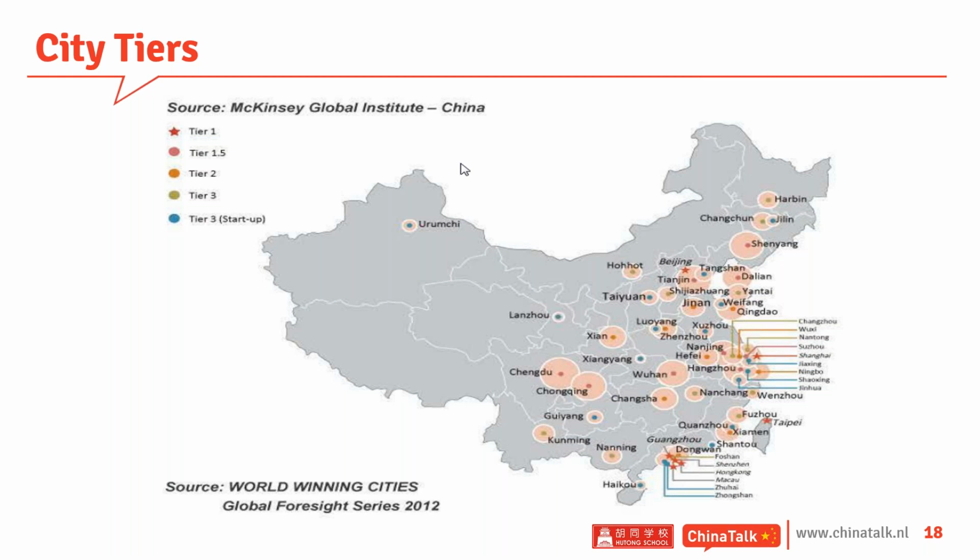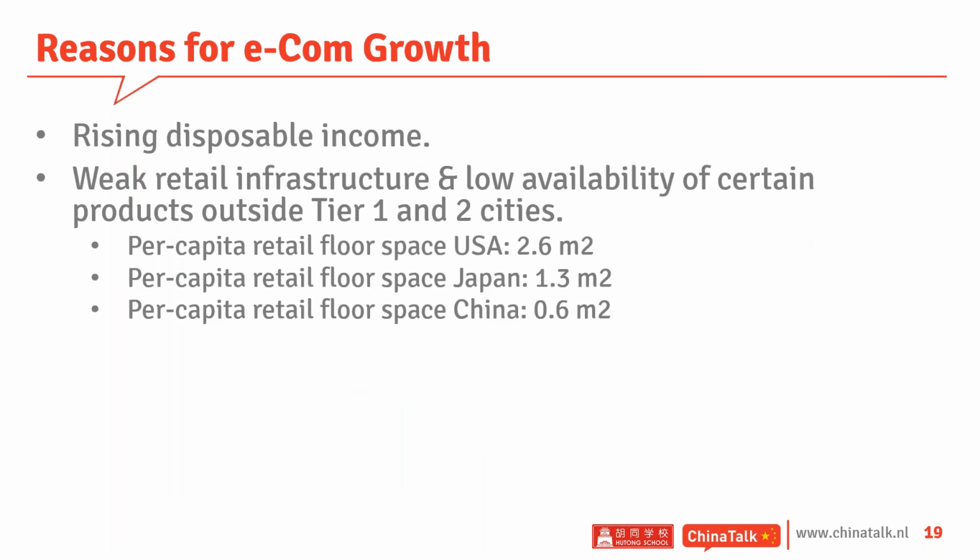Now, what is so important about these city tiers in understanding the rise of e-commerce in China is that outside the first and second tier cities, there is often not a lot of retail. If you look at these figures, in the United States, if you add up all of the retail floor space and divide it by the number of citizens, you get 2.6 square meters on average per person. In Japan, that's 1.3. And in China, a couple of years ago, that was only 0.6 square meters. So this means that there are not an awful lot of shops on average for people to go to. I'm pretty sure that in the first and second tier cities, this number will be much higher. But in the third and fourth tier cities and in the countryside, it's going to be very low.